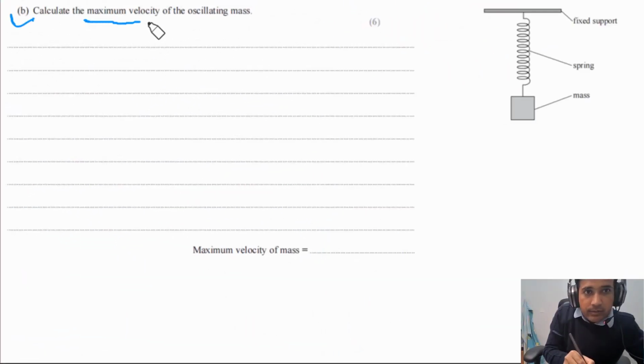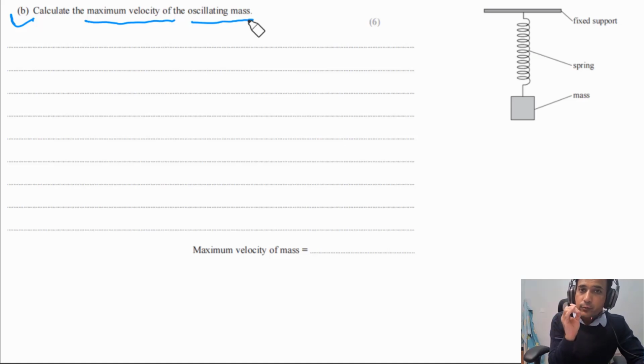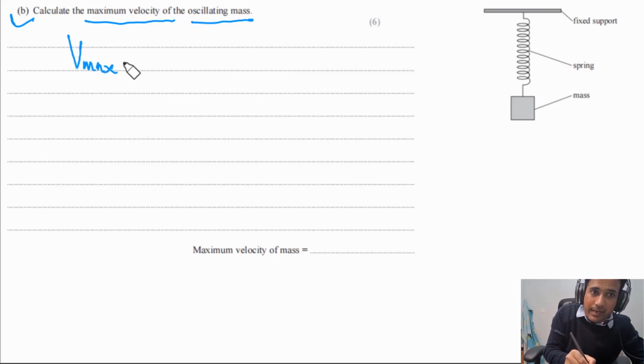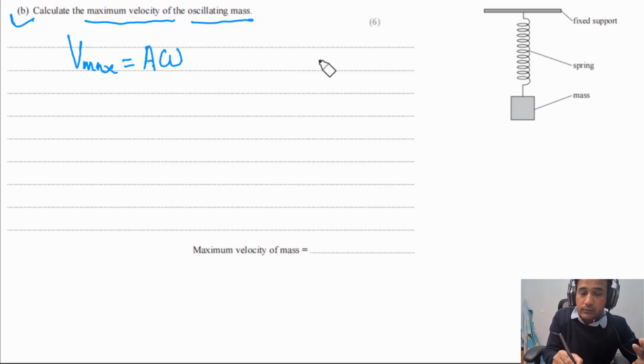Part B says calculate the maximum velocity of the oscillating mass. For this one, there are a few points you need to understand to answer this question, and also those are very important concepts. So first of all, we need to calculate Vmax, and Vmax simply is equal to amplitude, meaning the maximum displacement, times angular frequency, omega. But how can we find out the value of A? Value of A is already actually given to us.